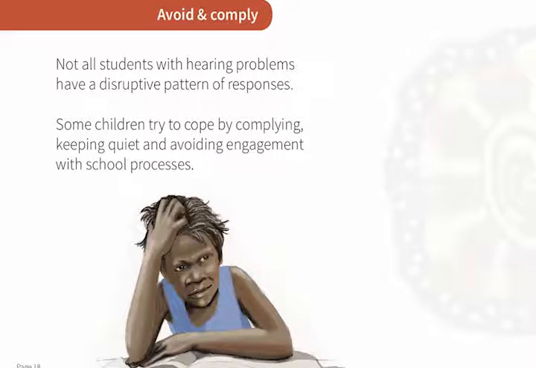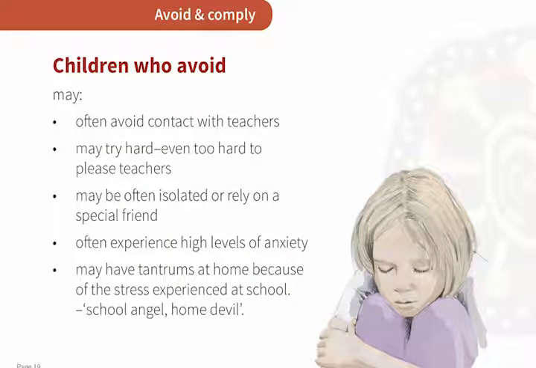And as we said earlier, there is a second pattern that's often common with children with listening problems. Not all children with listening problems have this disruptive pattern. Some children try and cope by complying, keeping quiet, and avoiding engagement in school processes. Children who avoid may often avoid contact with teachers. They may try hard, even too hard, to please teachers, so constantly be trying to win the attention of the teachers.